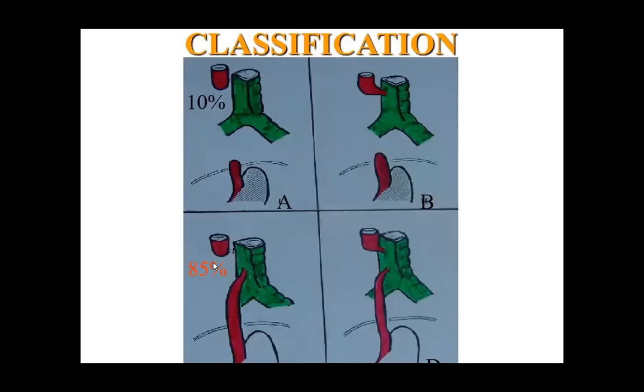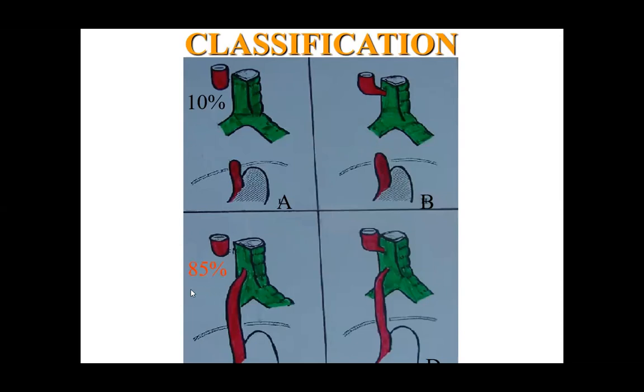For the classification, you know the gross classification. This classification depends on the presence or not of a tracheoesophageal fistula and also the location of this fistula. So in type A, that is seen in 10% of all cases of esophageal atresia, we have no fistula. In type B, we have a proximal fistula.